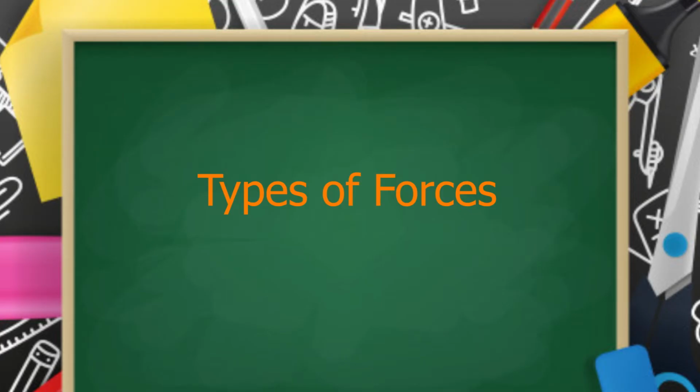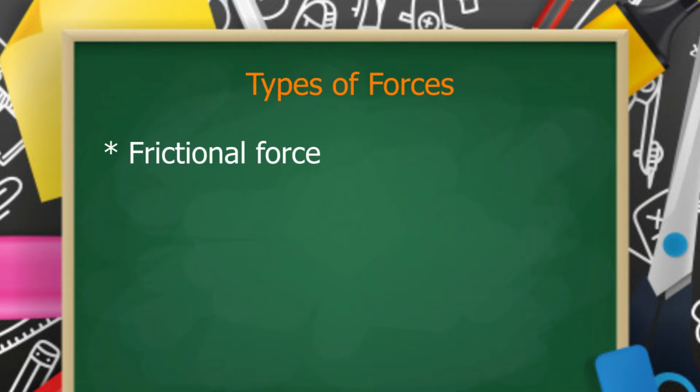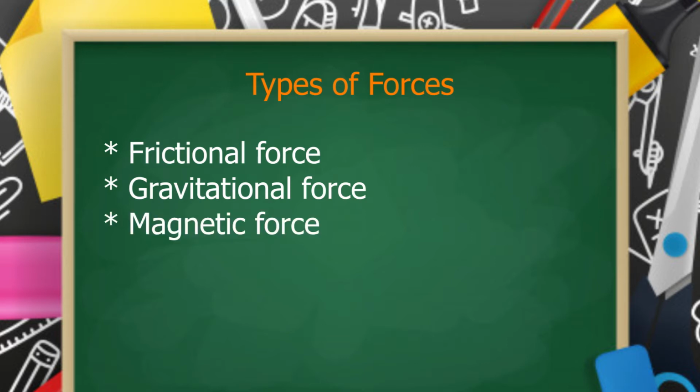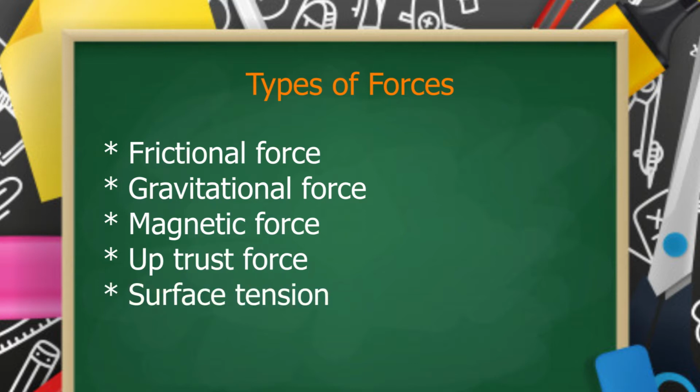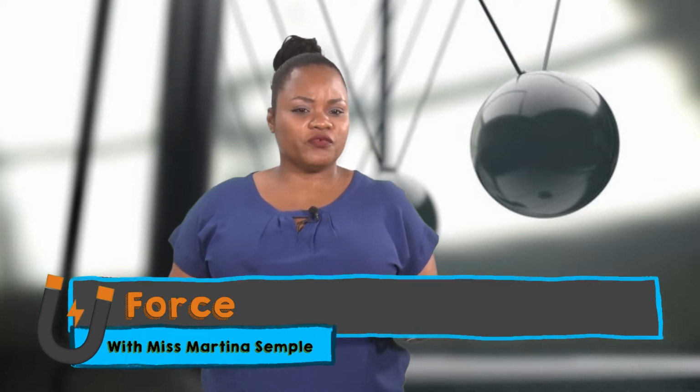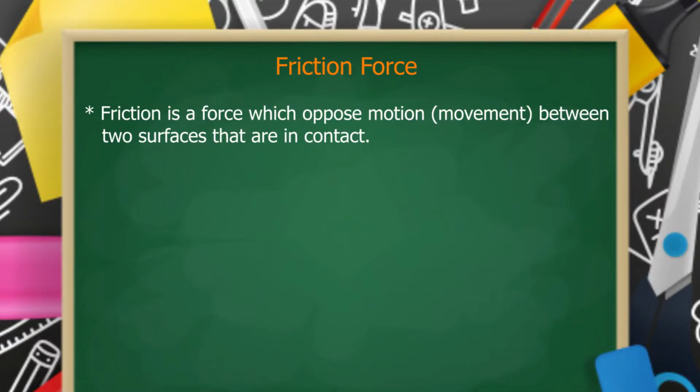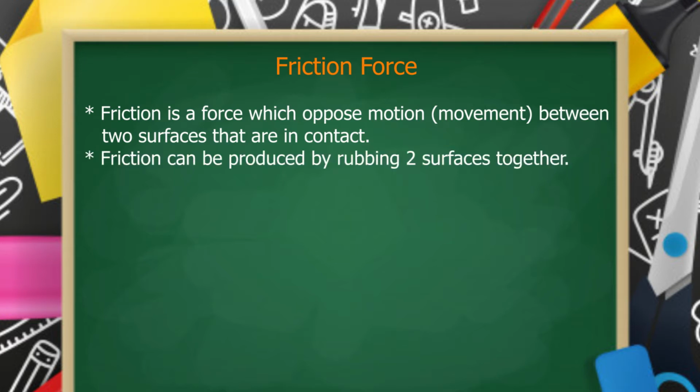So we're going to look at types of forces. The different types of forces are frictional force, gravitational force, magnetic force, upthrust force, and surface tension. When we talk about friction force, friction is a force which opposes motion or movement between two surfaces that are in contact. Friction can be produced by rubbing two surfaces together.